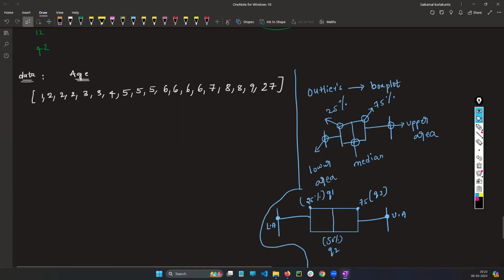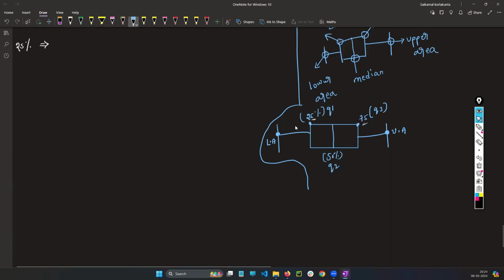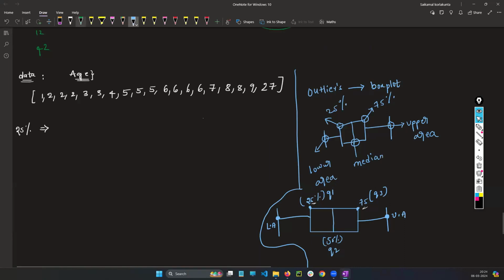So what is this 25 percentile, 75 percentile, all those things? Let's see. First we have the data, this one. In this data, in the age column, I want to find the 25 percentile and 75 percentile. First let me find the 25 percentile in the age column. Yesterday I told you how to find the value present exactly at the 25th percentile. Did I teach you yesterday?